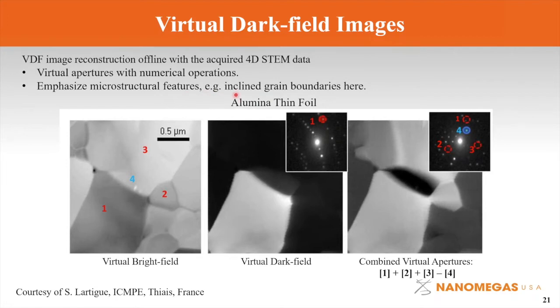Shown here is an example of inclined grain boundaries. It's a polycrystalline alumina thin foil sample. In the middle, we have a single aperture used to calculate the virtual dark field image that will have that grain highlighted, if the grain scatters at this particular region of the diffraction pattern. And shown on the right, we have a series of positive and negative apertures used to emphasize the green boundary inclination over here.